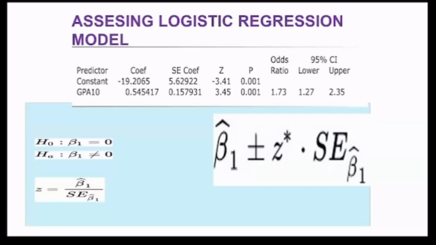And we can also construct a confidence interval. The formula for that confidence interval is beta 1 plus or minus z multiplied by the standard error. Do you see that now? So that is the formula we basically use.